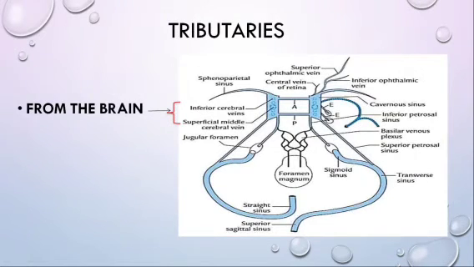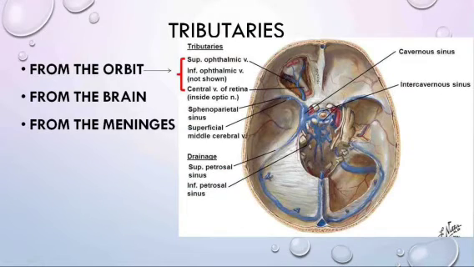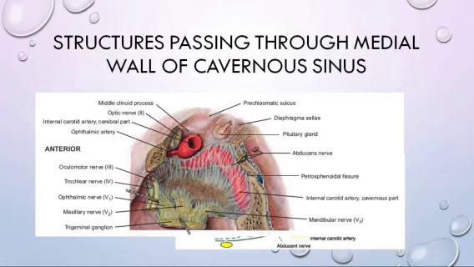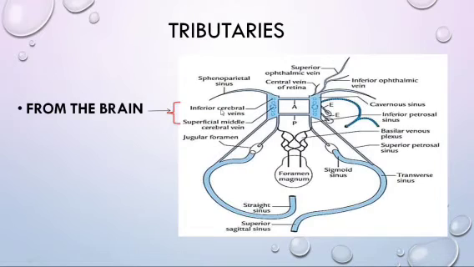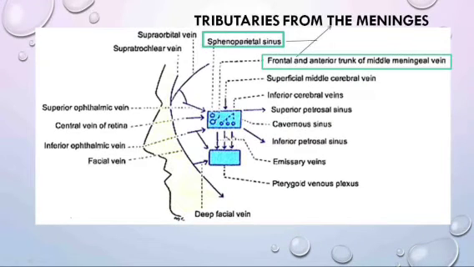So from the brain, it receives two veins: the inferior cerebral vein and the superficial middle cerebral vein. From the meninges, it receives two sinuses. One is the sphenoparietal sinus, and the other is the frontal and anterior trunk of the middle meningeal vein.